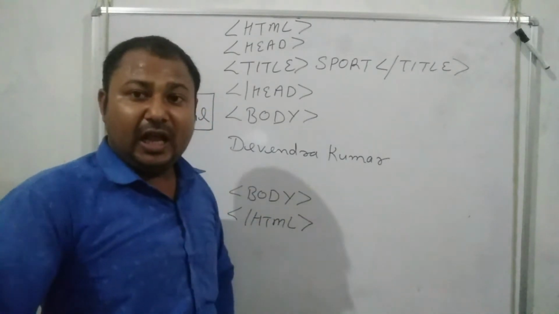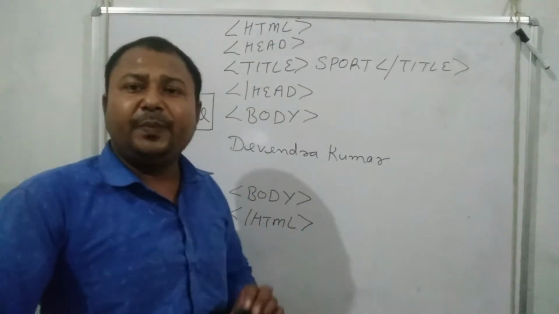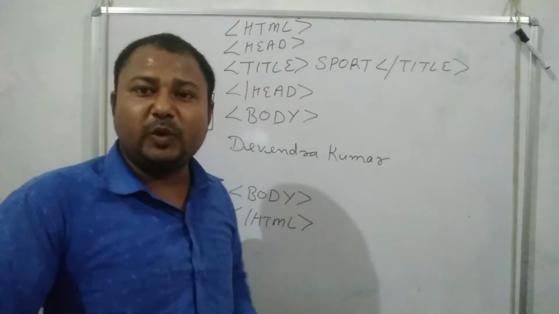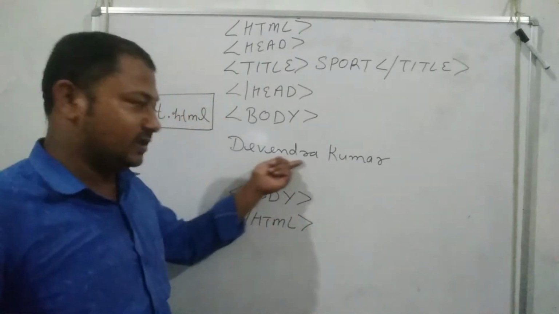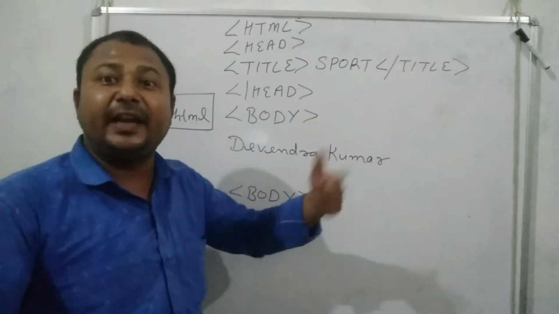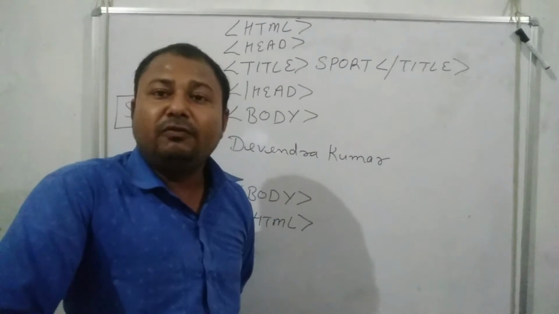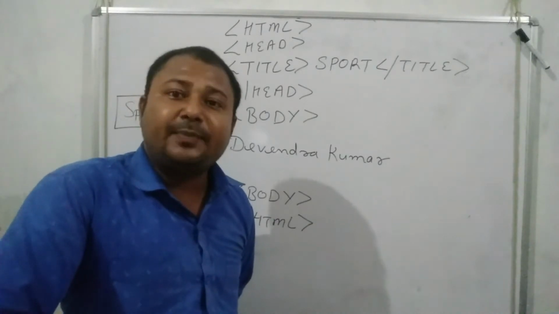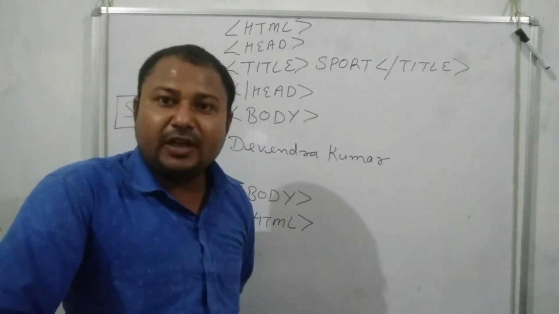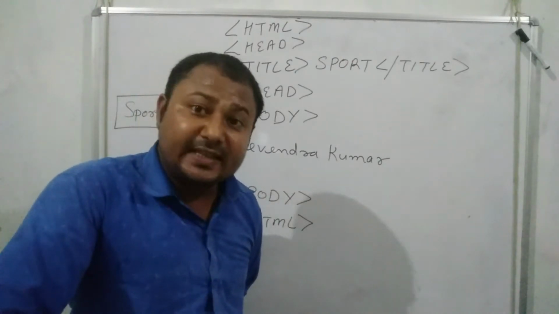Okay, and now suppose we have to write this name as a heading. My student, HTML provides you 6 types of headings: H1, H2, H3, H4, H5 and H6 heading.